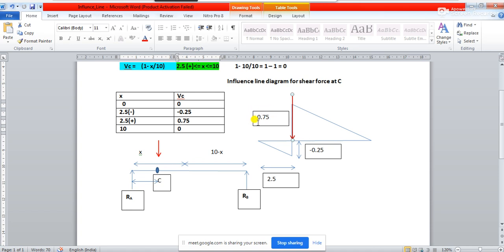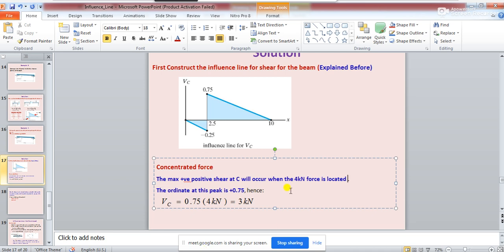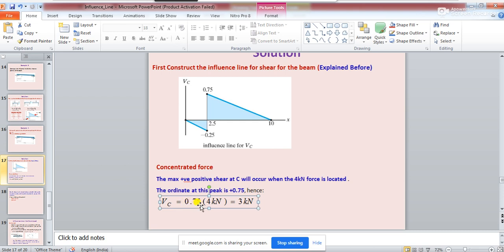And when it reaches this maximum ordinate value, at that point only you will have the maximum positive shear because of the movement of this load. And how do you get it? It's very simple. The ordinate at the peak is 0.75, so you just multiply 0.75 into 4, and that is going to give you 3 kilonewton. So the maximum positive shear force at C is going to be equal to 3 kilonewton.